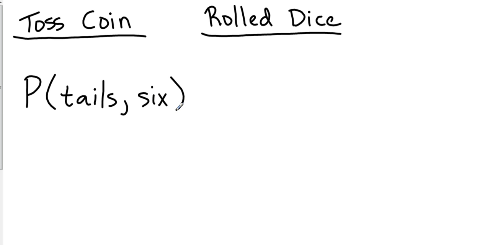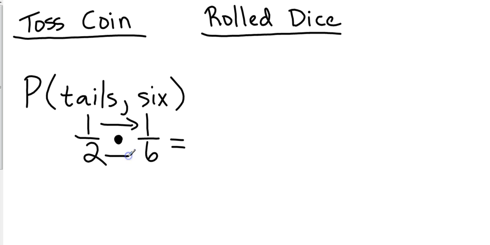Well, we need to find out each one individually. So from our previous work, we know the probability of getting a tails is 1 out of 2. We know the probability of getting a 6 is 1 out of 6. And now with two event probability, what we do with those is we multiply them. So we take 1 half times 1 sixth. Again, in multiplication, we multiply straight across. So the probability of getting a tails and a 6 is 1/12.